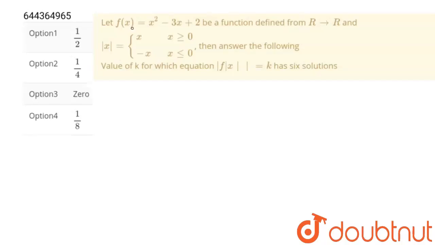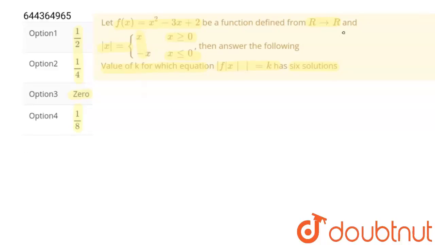Hello students, the question is: let f of x is equal to x square minus 3x plus 2 be a function defined from R to R. And this is the definition of a function which we already know. Then find the value of k for which this equation has 6 solutions. Now these are the options. We have to say which of the following options is correct. So let's solve this problem.